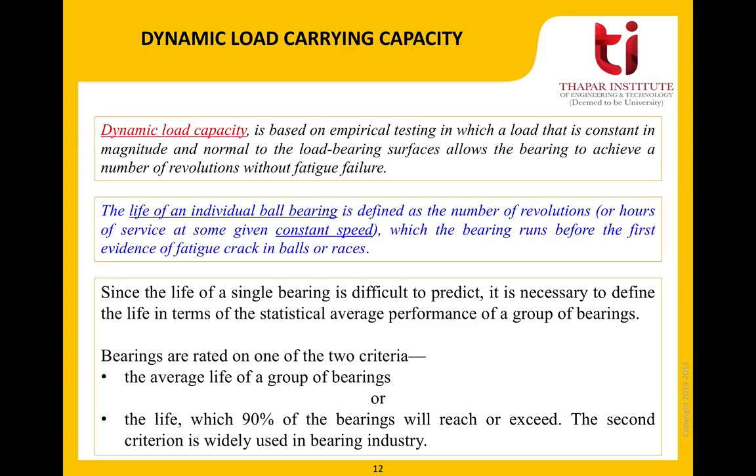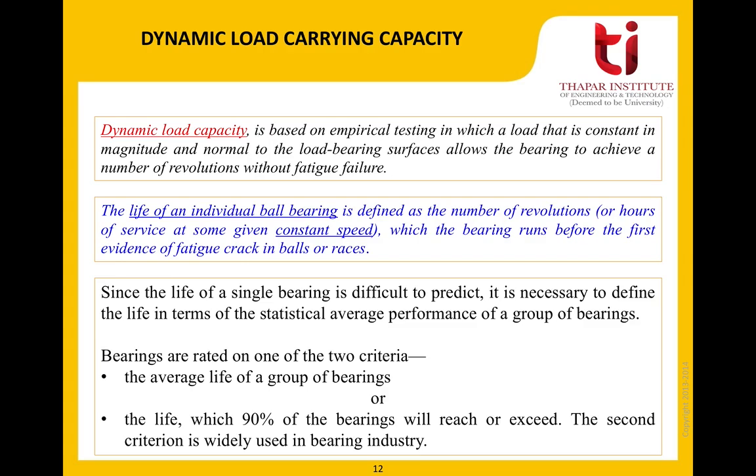So the life of an individual ball bearing is defined as the number of revolutions or hours of service at some given constant speed which the bearing runs before the first evidence of fatigue crack in balls or races. Now, since the life of a single bearing is difficult to predict, it is necessary to define the life in terms of a statistical average performance for a group of bearings.